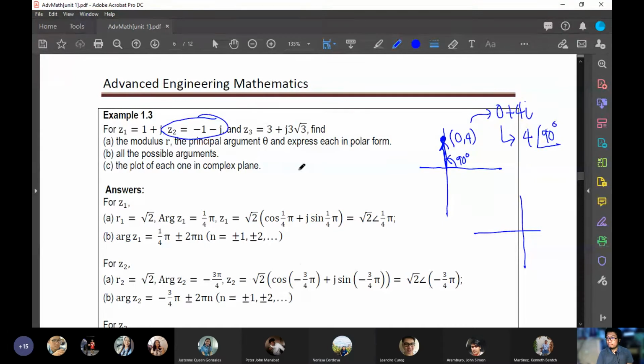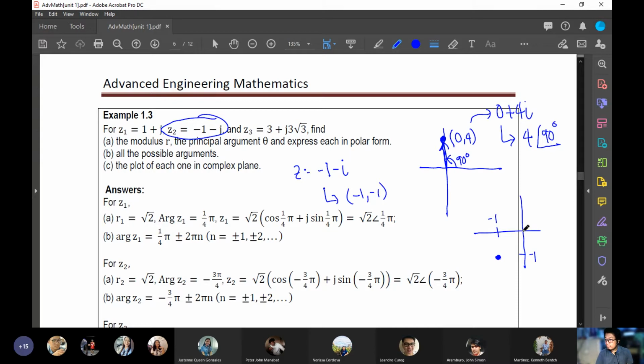Because z equals -1 minus i corresponds to what coordinate? Or what point? Okay. -1 and -1 po. It's -1 and -1. Very good. Okay. So obviously, this is located on this third quadrant. Say for example here. So this is -1 and this is -1. Okay. So you have this now as your point.